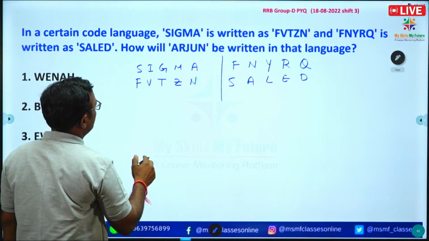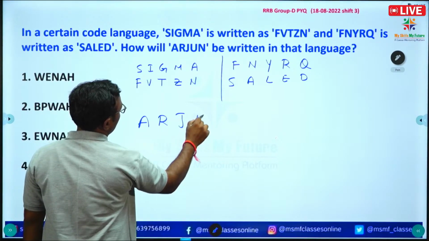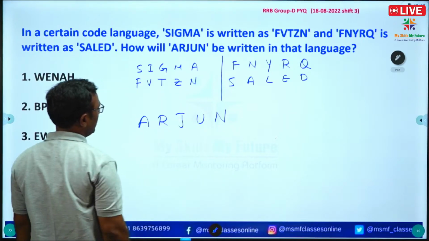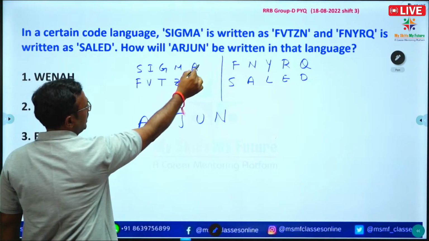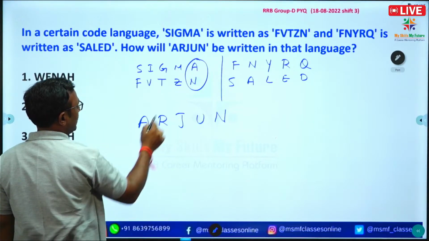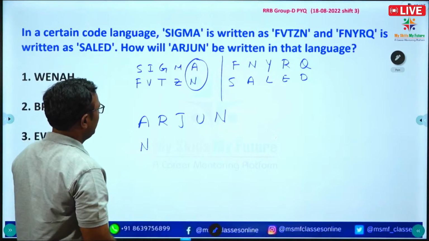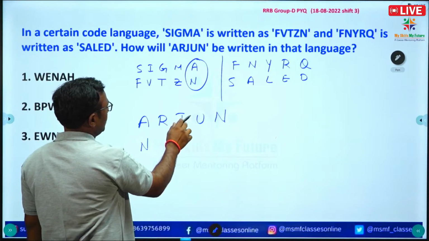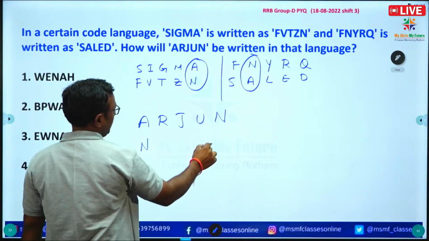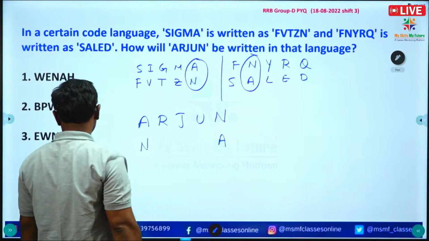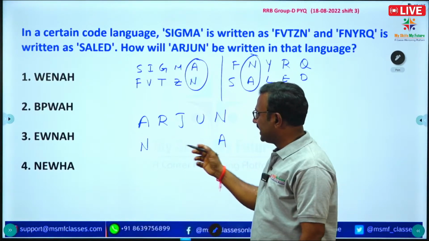How will Arjun be written, A, R, J, U, N? If you see that here we have A, so in its place we can write N. And if you see that here N is there, we can write N as A. So see the options, which option has starting with N and ending with A.